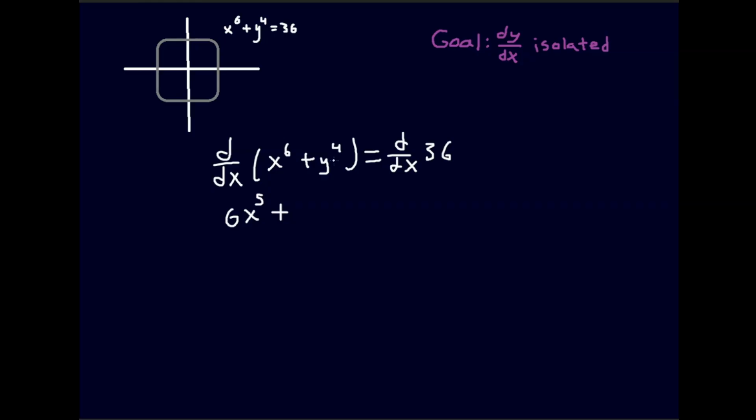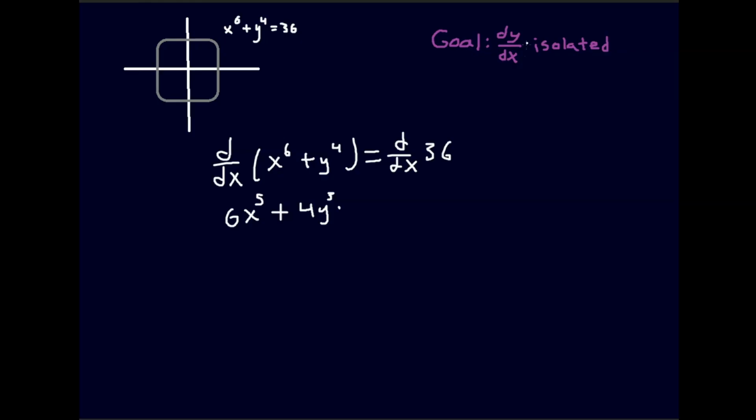Now this is our dependent variable, and because of that, we're still going to need to differentiate with respect to x, and we're going to actually be using the chain rule. So using the chain rule, we're going to take the derivative of the first term, which is just the power rule again, and we're actually going to multiply this by dy by dx.